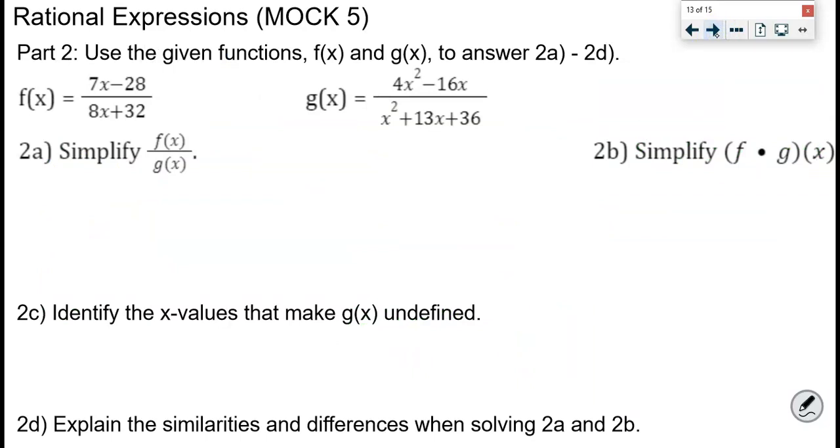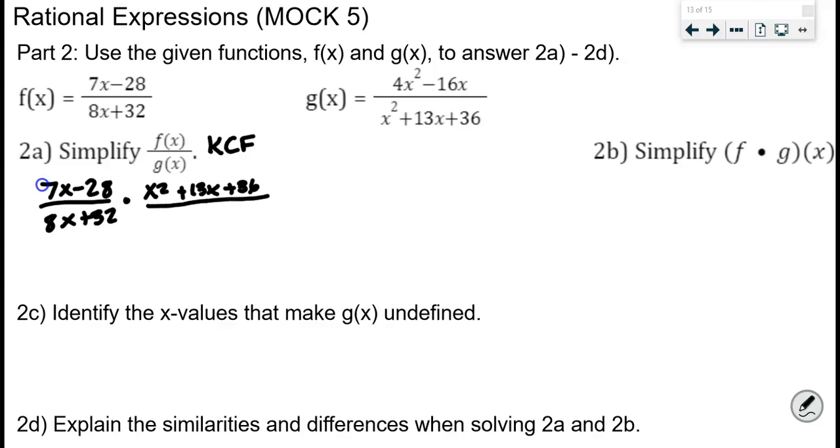So on the next one, it says use the given functions f of x and g of x to answer 2a through d, okay? So on this one, we're going to divide. So we've got f of x, 7x minus 28 over 8x plus 32. And if it's saying division, I'm actually going to keep change flip, okay? So I'm going to keep the first one, change the sign to multiplication and flip. So I'm going to multiply, okay? And that's going to give me, and then we're going to flip it. So it's going to be x squared plus 13x plus 36 over 4x squared minus 16.